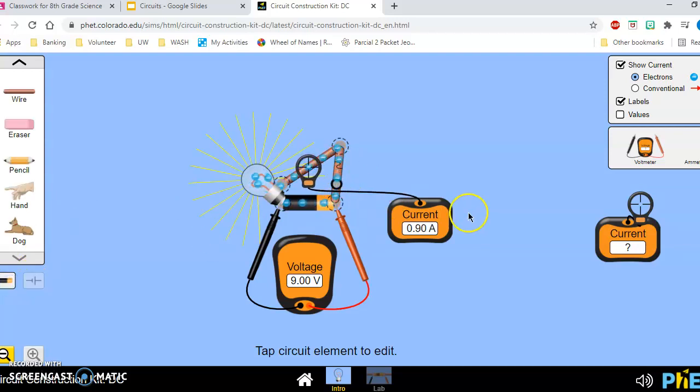But let's see how these numbers change as I open it. So our voltage stays the same. We still have the same amount of electrical potential, but now we have zero current because we don't have any flow. Again, going back to our water analogy, we wouldn't have any water going through our system unless it's a closed and complete circuit. So we have that.